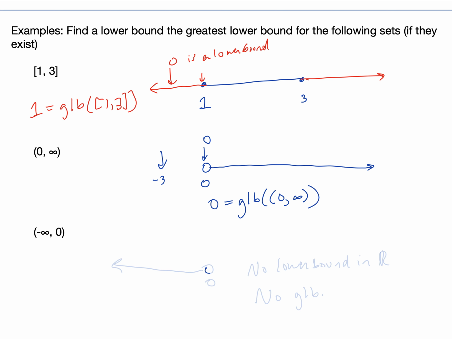How about the set 0 down to negative infinity? What is the greatest lower bound for that? Well, there is no lower bound at all, right? There is no lower bound in the real numbers. There's no one real number that is less than or equal to everything else. And so there is also no greatest lower bound for this set.